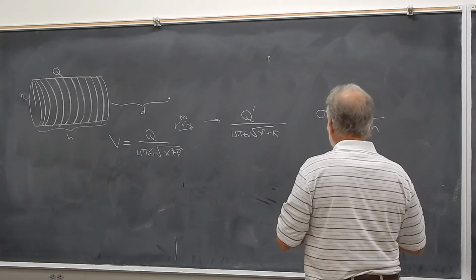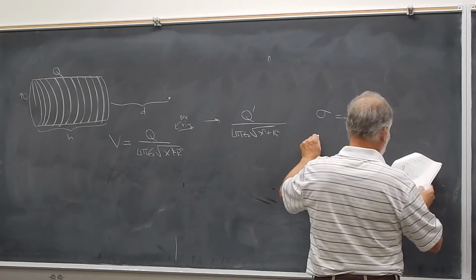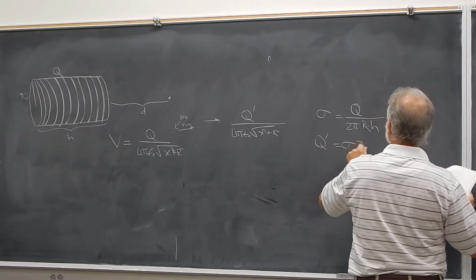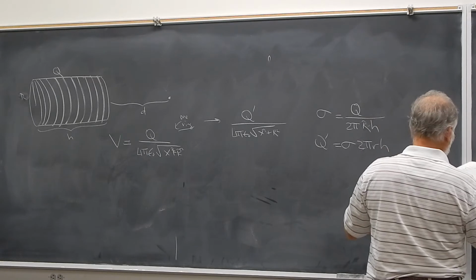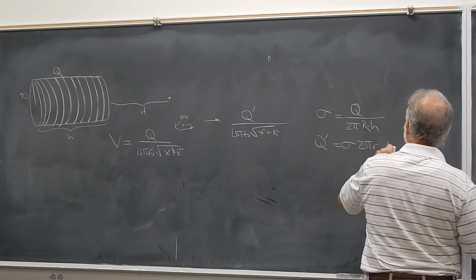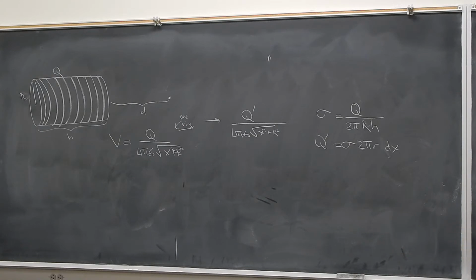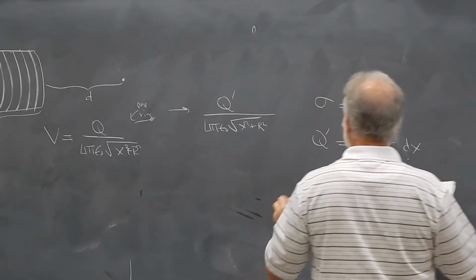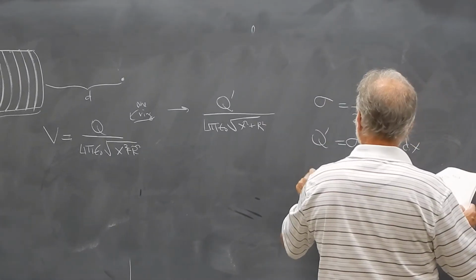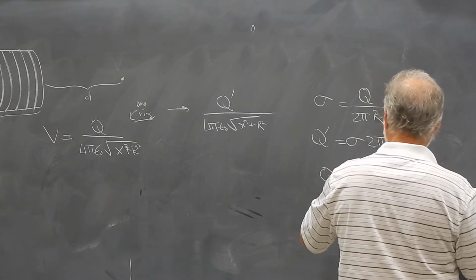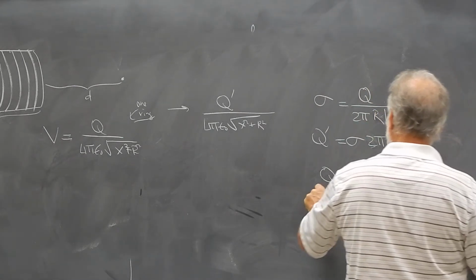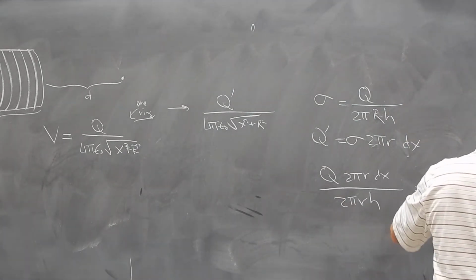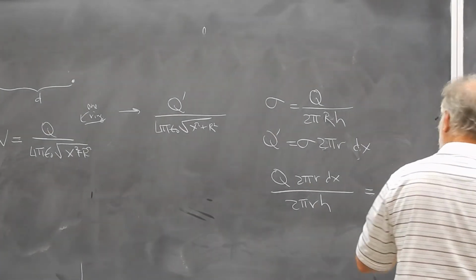So I can write the charge of one ring then. One ring, I can write Q prime is equal to the charge density times 2 pi little r times dx, the thickness of that ring. Or I can put it all together and write it as Q times 2 pi r dx divided by 2 pi r h. And that I can write as Q dx over h.